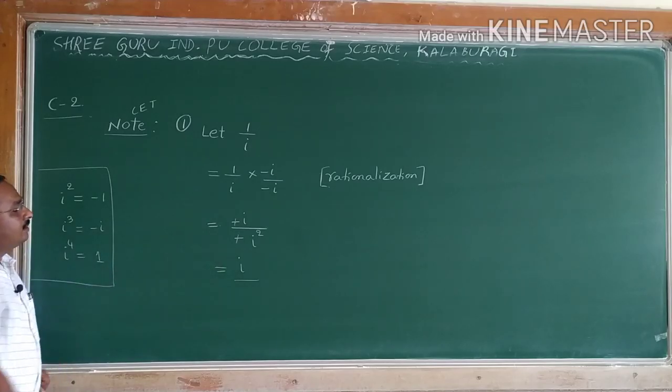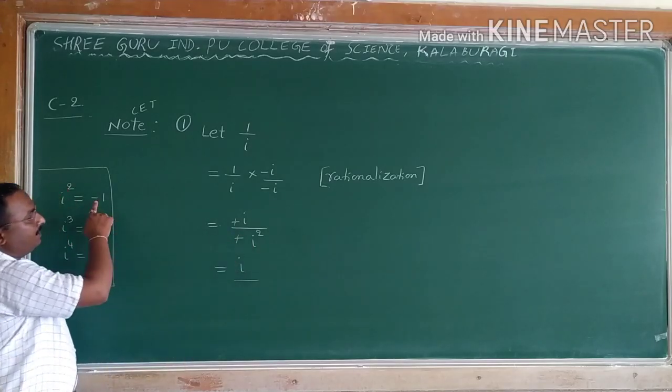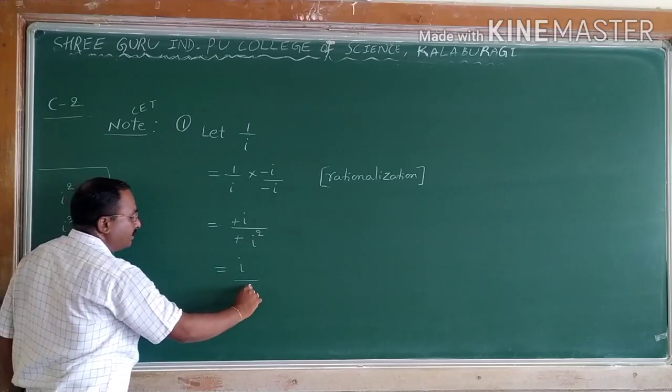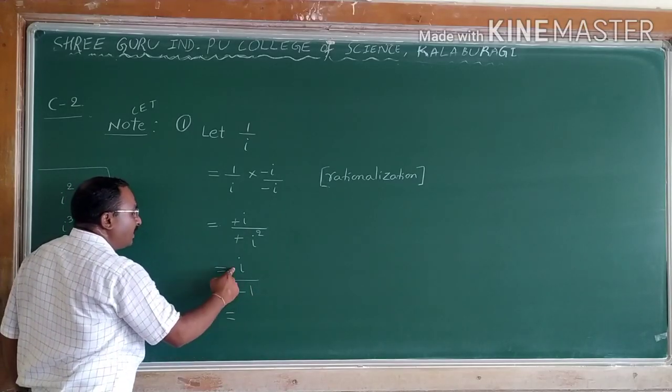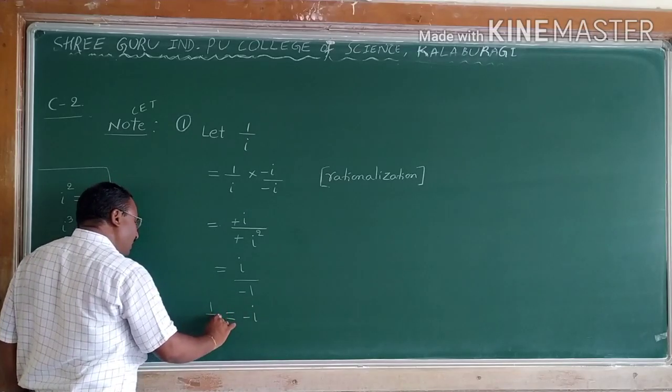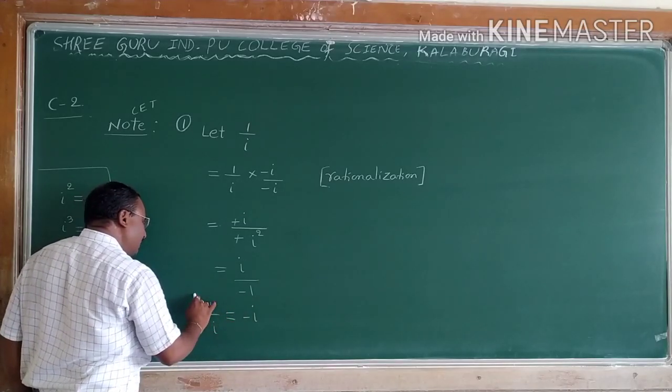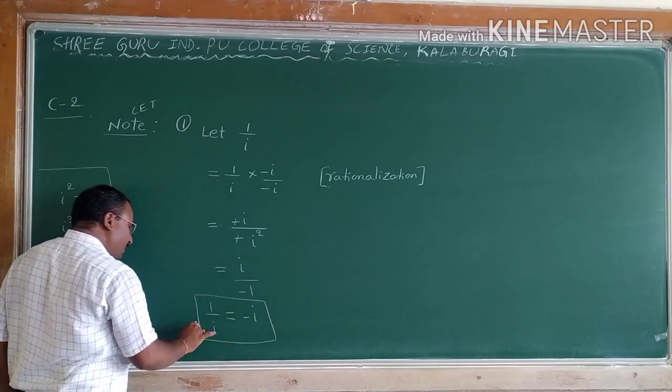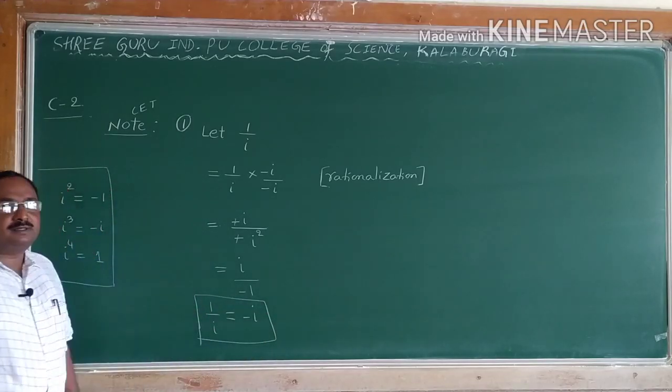That is, here i square value is what? Minus 1. Plus i by minus 1, value is what? Minus i. 1 by i value is what? Minus i. Keep in your mind this point.